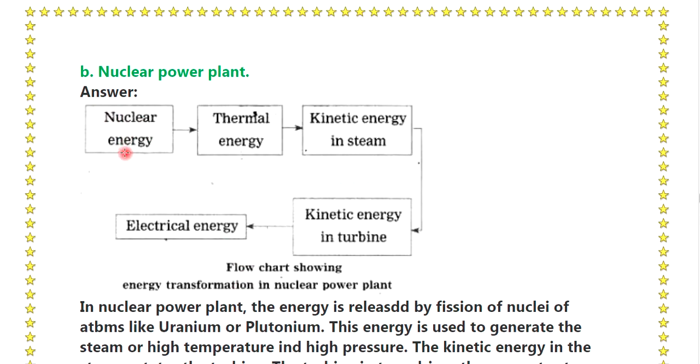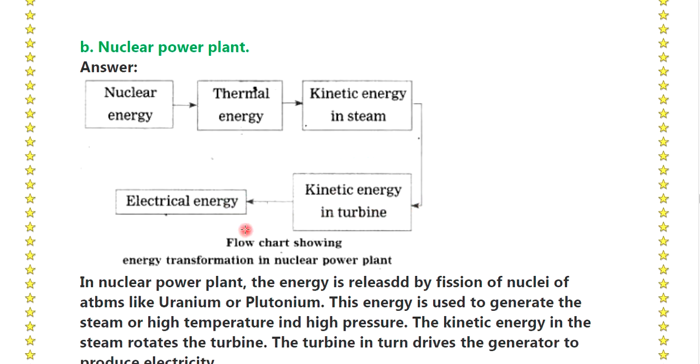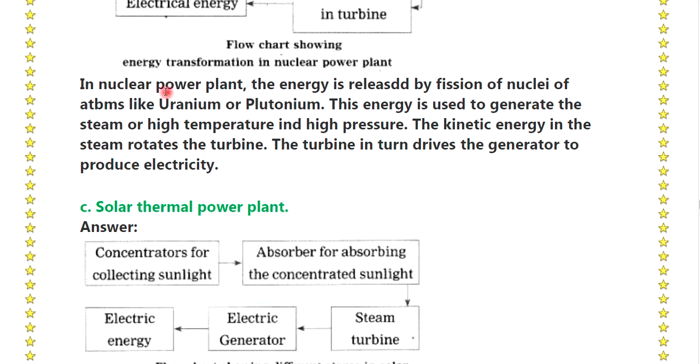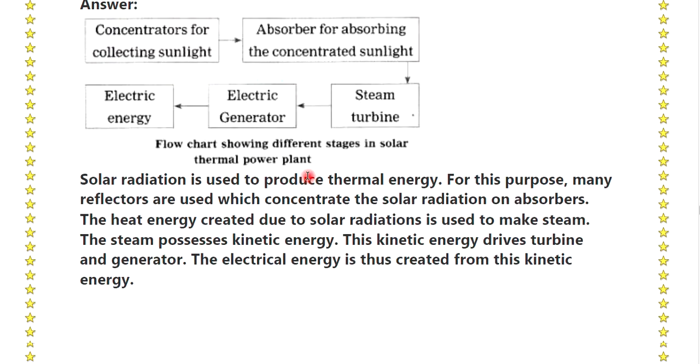Nuclear power plant. In a nuclear power plant, nuclear energy is converted into thermal energy, then into kinetic energy in steam, and kinetic energy in the turbine, and this is again converted into electric energy. In a nuclear power plant, the energy is released by fission of the nuclei of atoms like uranium and plutonium. This energy is used to generate steam at high temperature and high pressure. The kinetic energy in the steam rotates the turbine. The turbine in turn drives the generator to produce electricity.